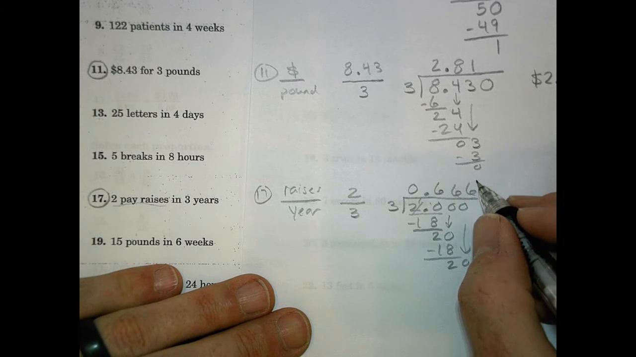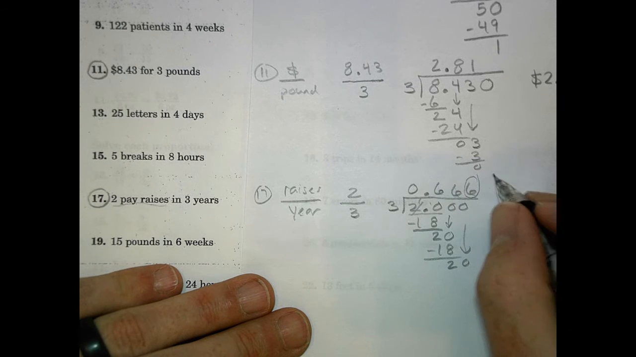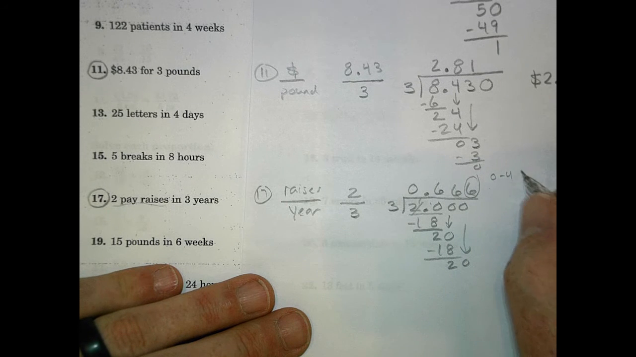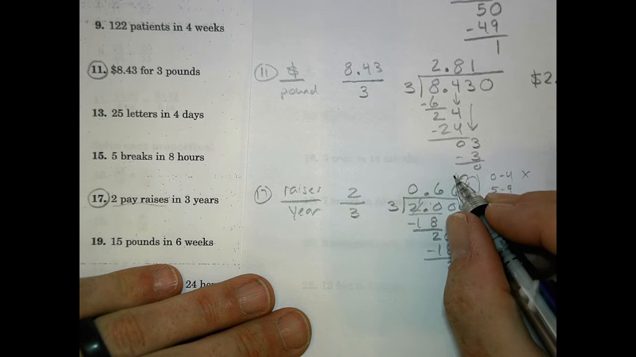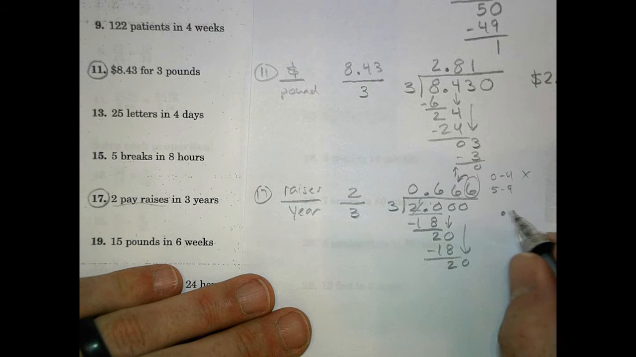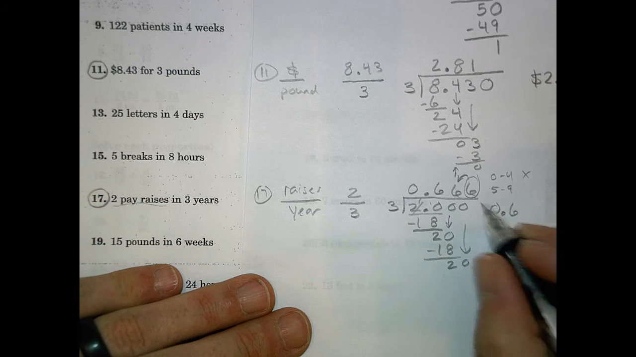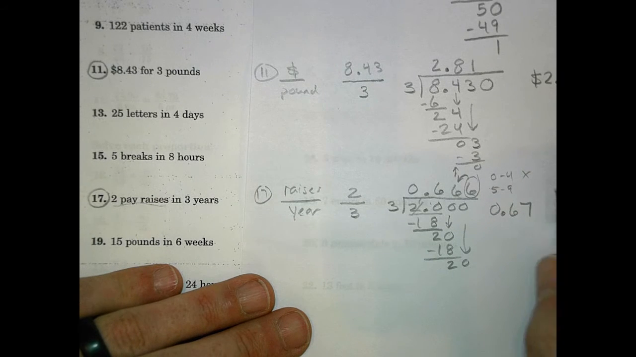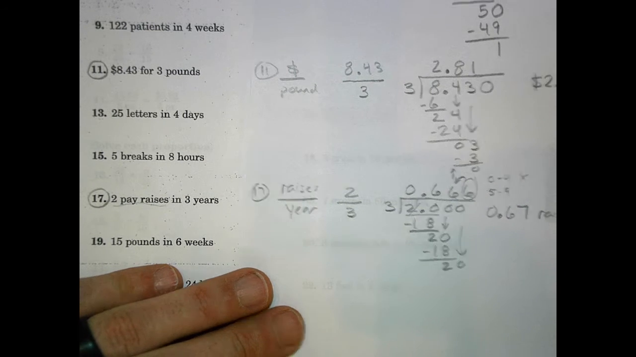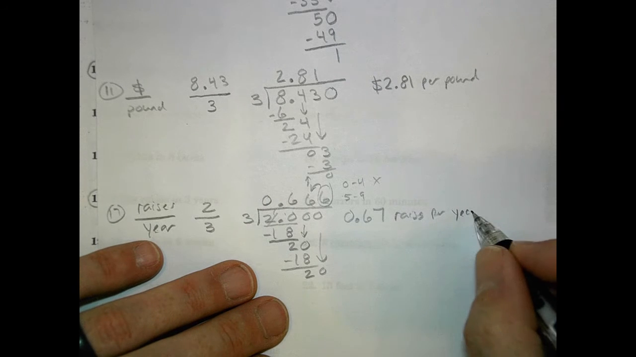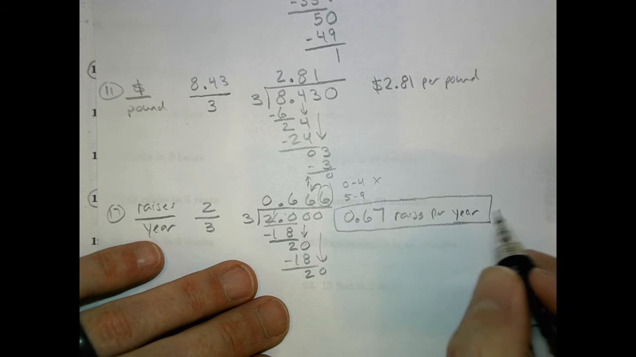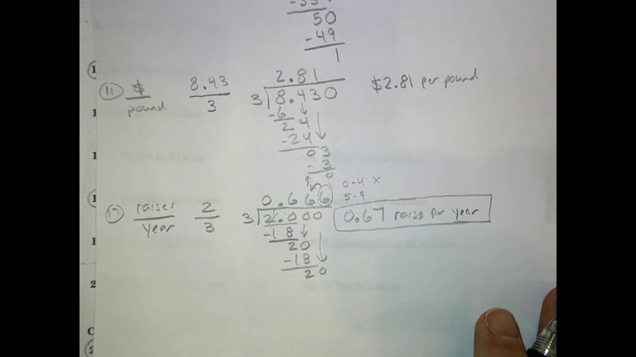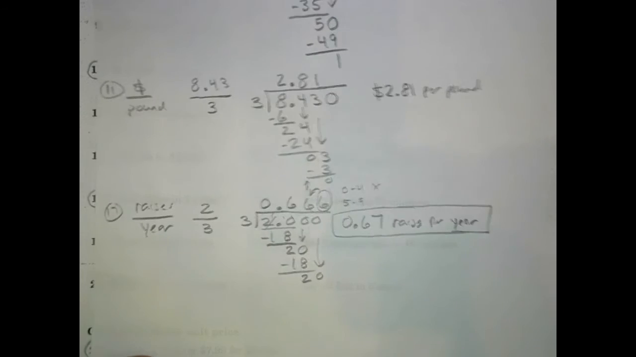So now I look at the thousandths place and decide is it between 0 and 4, in which case I'd chop it off. But it's actually between 5 and 9, so I'm going to take this next number and round it up 1. So we would say 0.6, 1 more than 6 is 7 raises per year. So 0.67 raises per year. Alrighty. Perfect. Let's do one more.